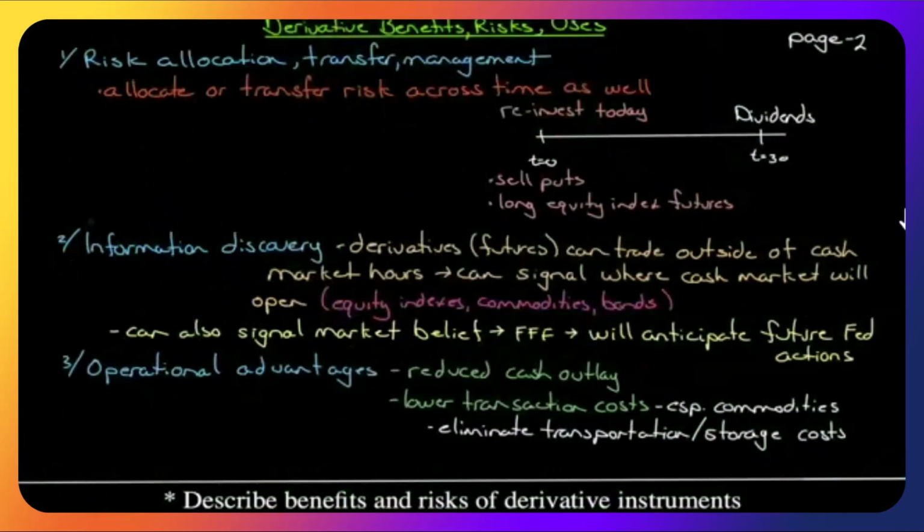You can also allocate or transfer risk across time. So let's say in 30 days, we know that we're getting a big pile of dividends in from our portfolio. But we would like to get exposure today rather than wait 30 days for the money. Well, we can use derivatives to get exposure today, knowing that we will have the money to take delivery in 30 days. So we can sell puts on stocks that we want.